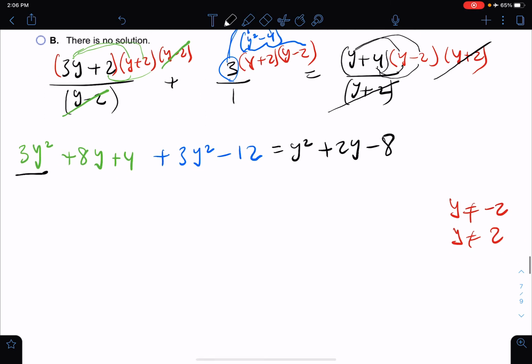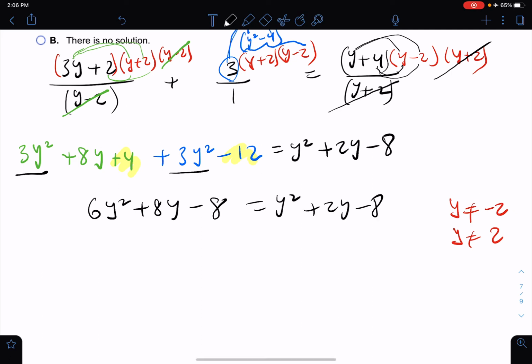So we've got 3y and 3y is 6y squared. We got 8y. And we also have a 4 and negative 12. 4 and negative 12 makes a negative 8. And on the right-hand side, we still have this y squared plus 2y minus 8. Let's get everything to the left side so we set it equal to 0. And we're going to try to do this all in one swoop here.